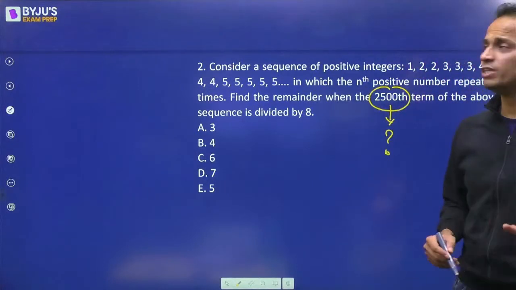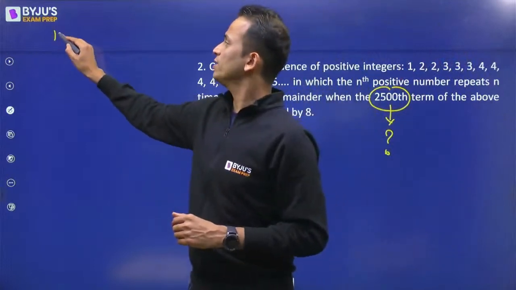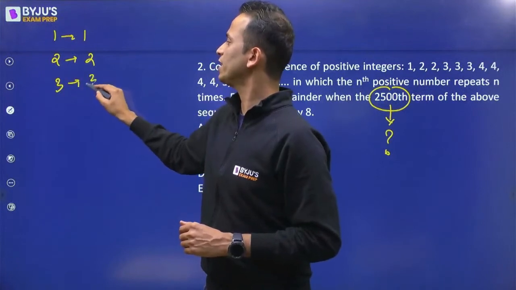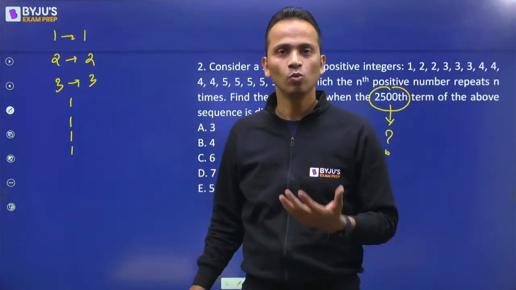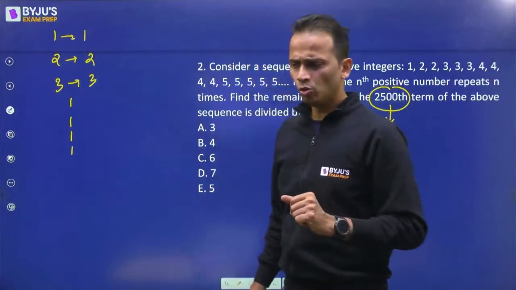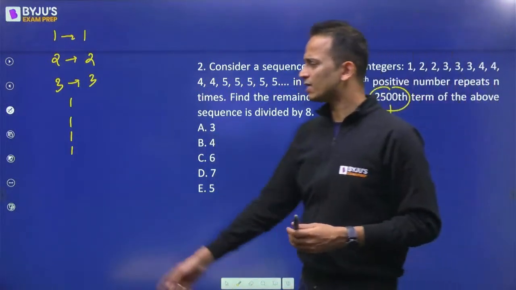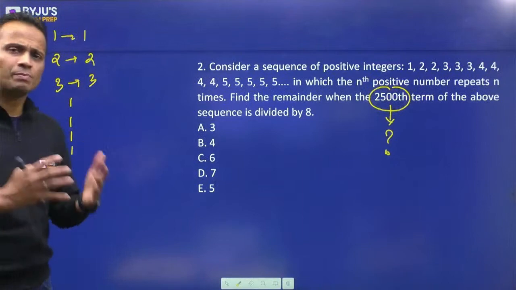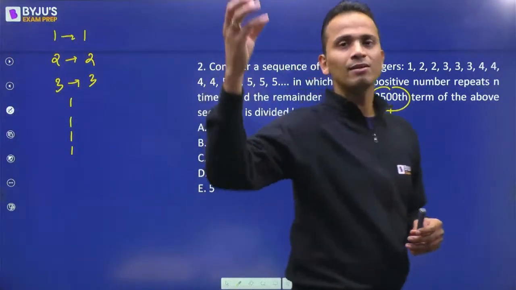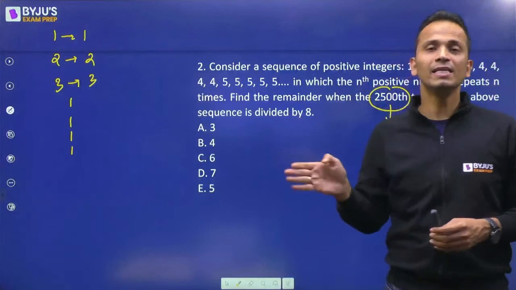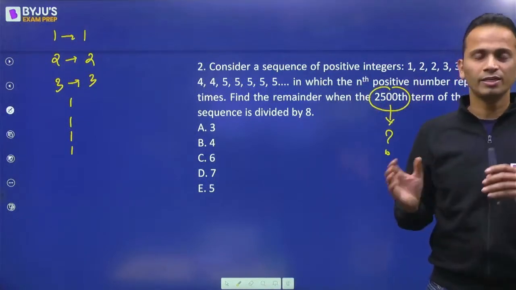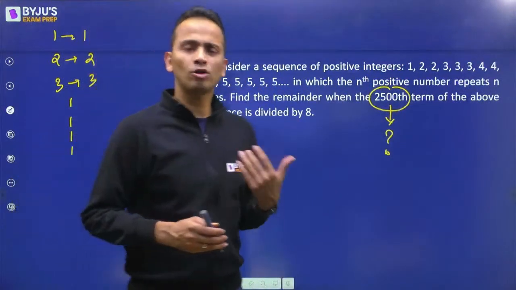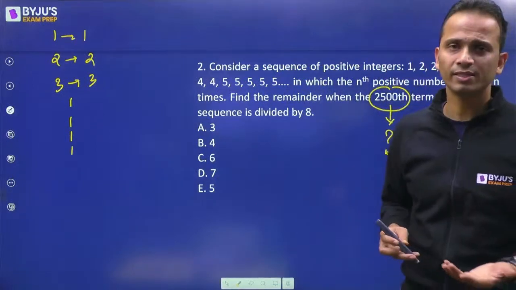Now we have already seen that 1 is written once, 2 is written twice, 3 is written 3 times, and so on. The nth term will be written n number of times. So what you can do is assume that the last term will be n, so n will be written completely n number of times, and you can calculate that sum, and that sum should be less than or equal to 2500. Get the value of n and try to find out the answer. Another way is to do an approximation, by hit and trial.